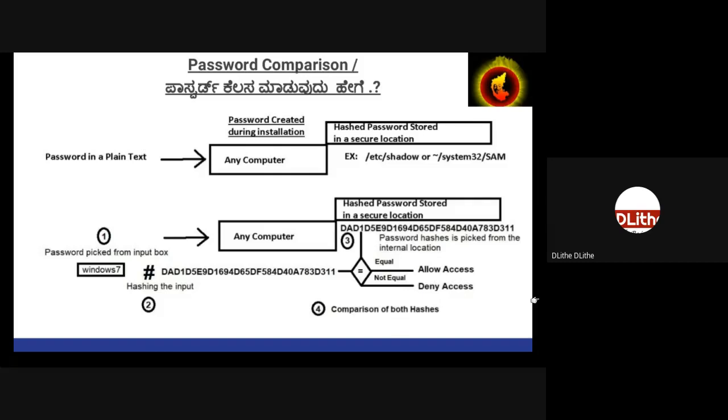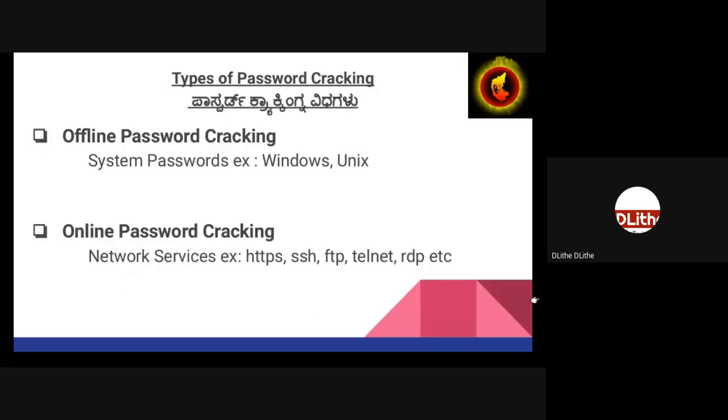And I also said that it's stored in some critical location, which means it may sound like an impossible case to perform password cracking. But trust me, this password can be cracked in various cases. So let's see that. Let me show you why and how this password cracking can be performed. First, password cracking can be differentiated into two parts: offline password cracking and online password cracking.